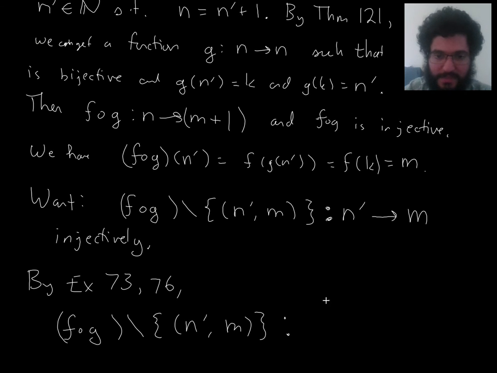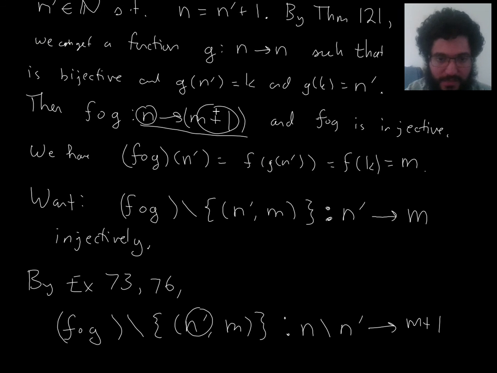That this maps n delete n prime to m plus 1, right? It's the original mapping, but this one delete this, and then this one delete this. So m plus 1 delete m.